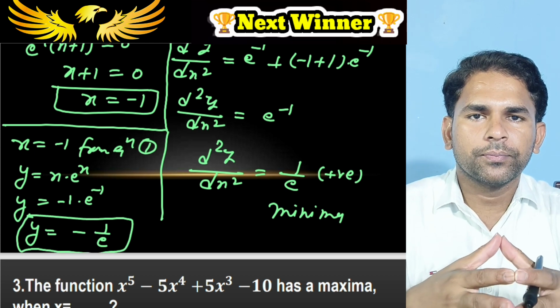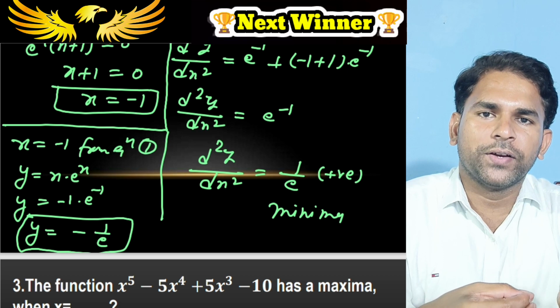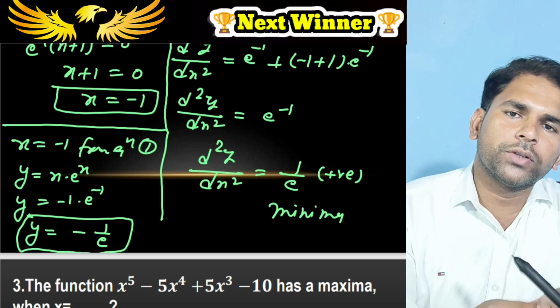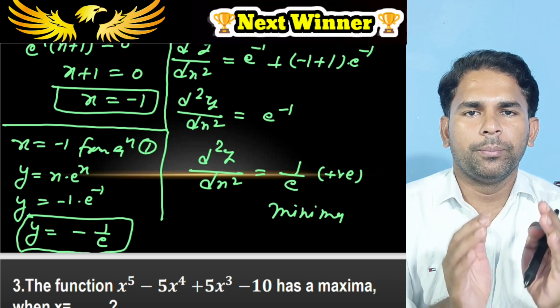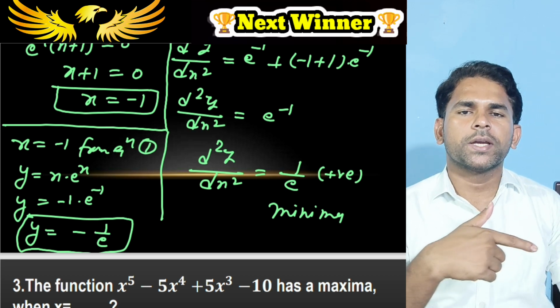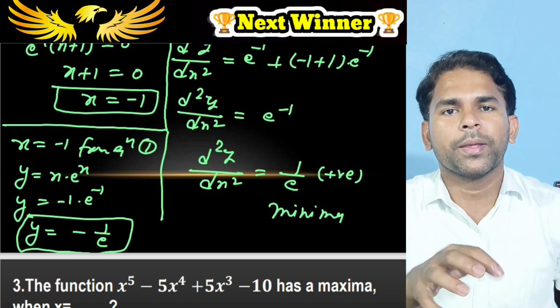First we got the identification: whether this function will give the maxima or minima. According to the identification, we got the minima condition. It means a positive sign is coming, and a positive sign coming means this function is showing minima.